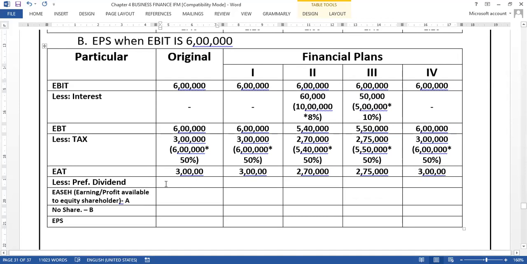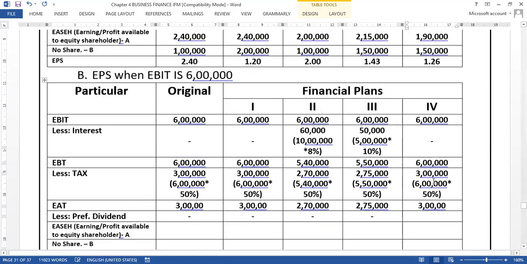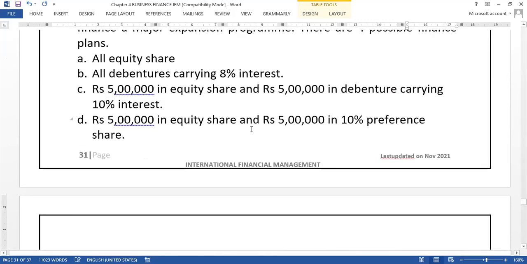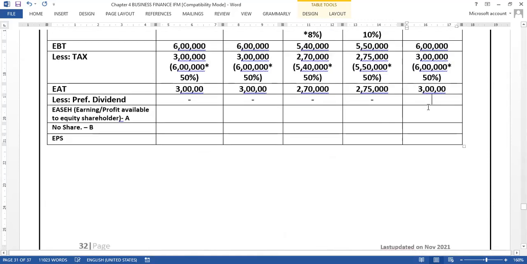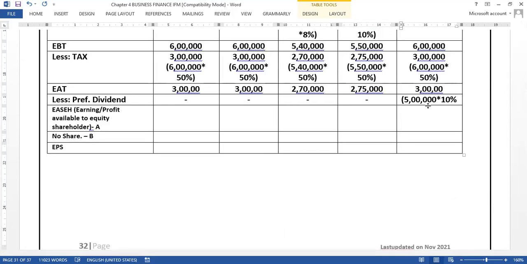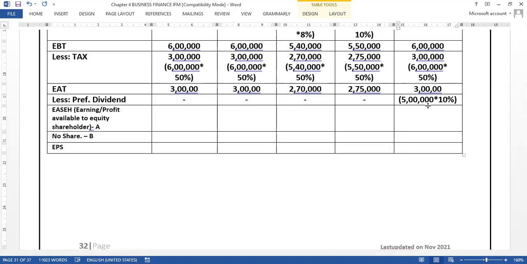Now we have to think about any information related to preference dividend. In all the financial plans except the fourth one, there is no preference dividend, so we're putting a dash. Whereas here we have a preference dividend. The preference dividend is very simple. You can go back to the question; they clearly mention preference shares are there. For the purpose, we'll be taking 5 lakh into 10%, approximately 50,000.